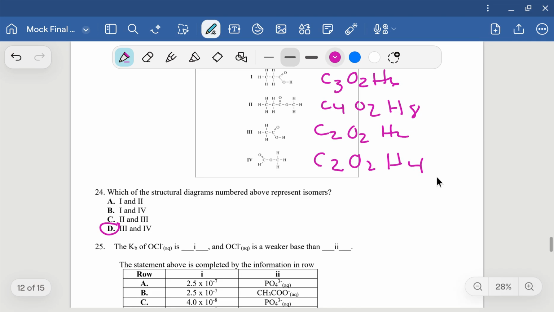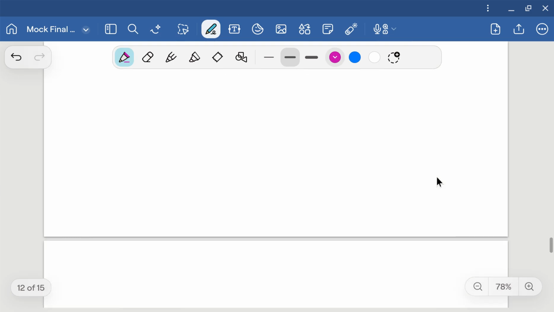Moving on from here. Oopsie, sorry about that. Where'd it go?